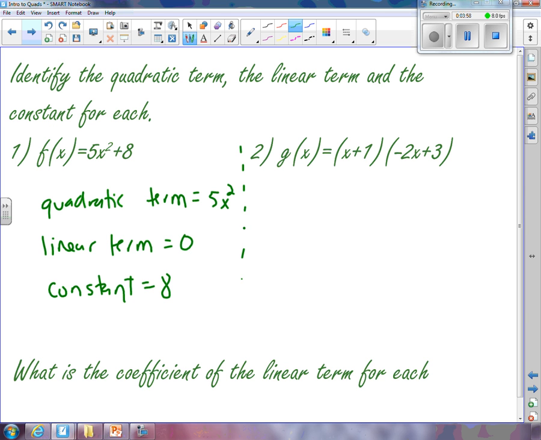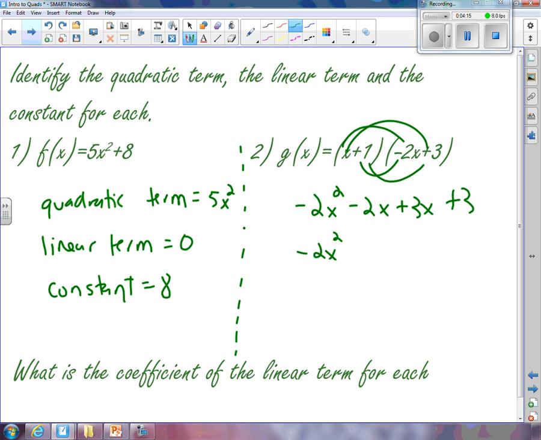So now let's try this example. For this one, I would have to FOIL this out before I'm able to decide what each of these terms is. So after FOILing it out, I just have to simplify. Our quadratic term would be negative 2x squared. Our linear term will be x, and our constant will be 3.